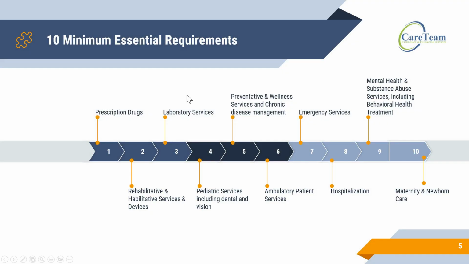So here are the 10 minimum essential requirements that a major medical plan that is on the marketplace or a government exchange has to have. They must cover prescription drugs, rehab and habilitative services, laboratory services, pediatric services including dental and vision, preventative and wellness services, ambulatory patient services, emergency services, hospitalization, mental health and behavioral health treatment, as well as maternity and newborn care.